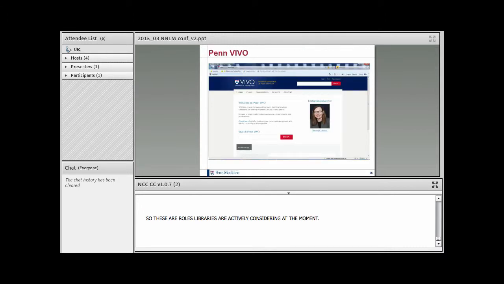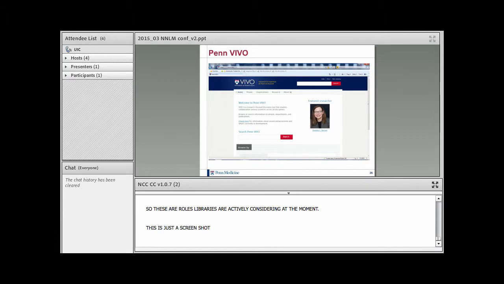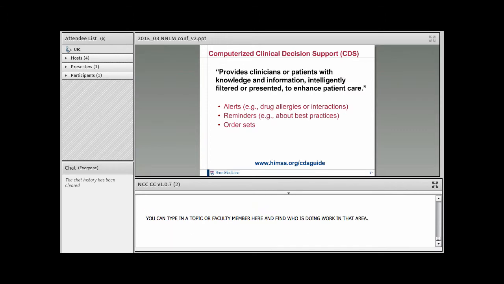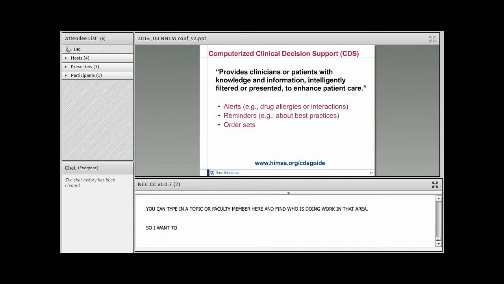And this is just a screenshot of our Penn VIVO page. You could type in a topic or a faculty member up here and find who's doing work in that area across Penn. So I want to shift now a bit into computerized clinical decision support, which is another mode that we use to integrate evidence into institutional decision making.